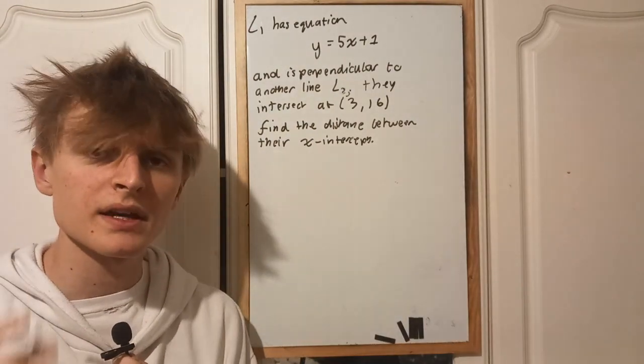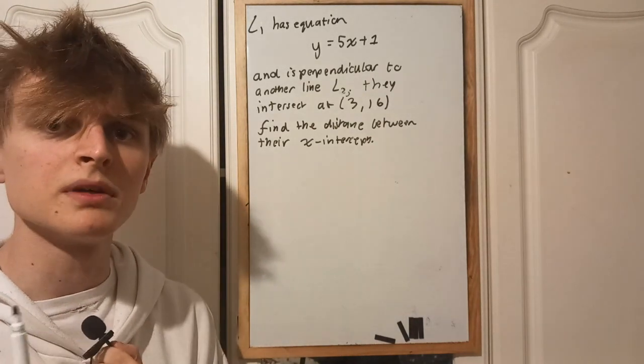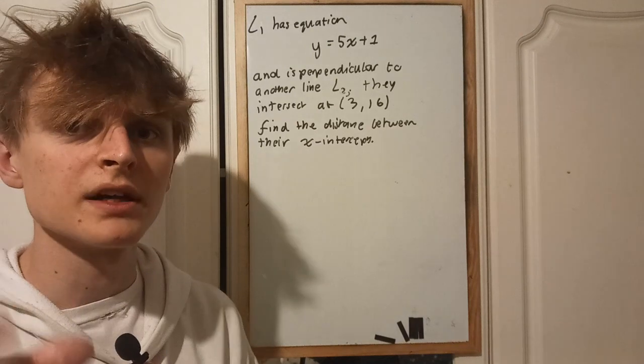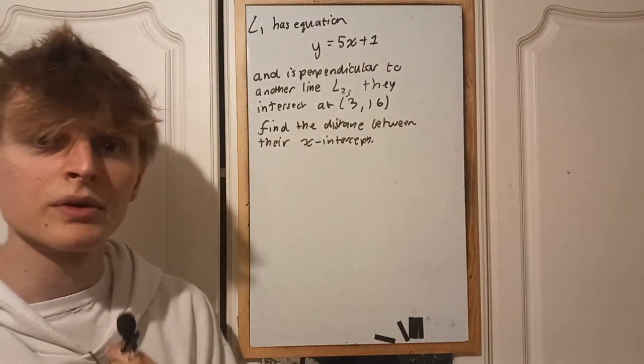And their x-intercepts are the points where the lines cross the x-axis, which, if you remember, is where they must have a y value of 0. So that's also useful information. Now, we've got to figure out how we're going to do this problem.